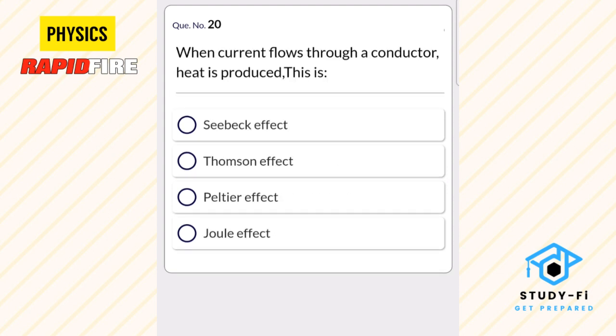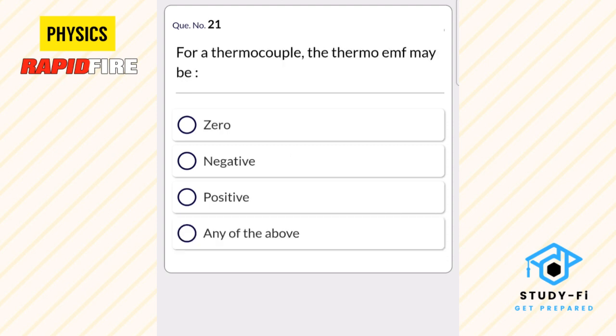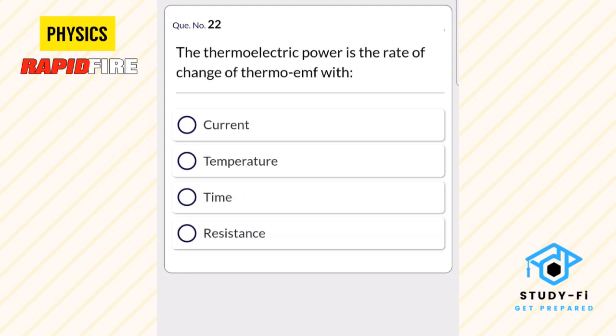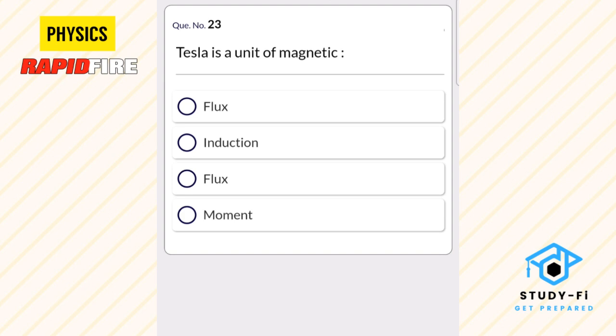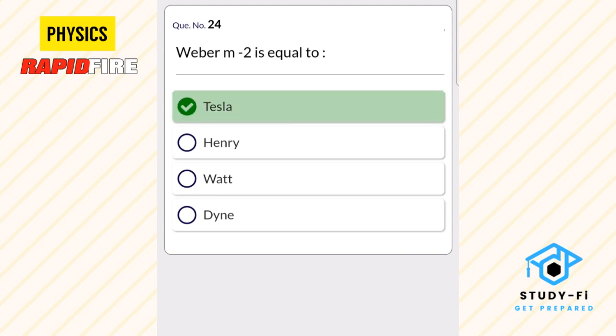When current flows through a conductor, heat is produced. This is Joule effect. For a thermocouple, the thermo EMF may be either 0 or negative or positive. Any of the above is the answer. The thermoelectric power is the rate of change of thermo EMF with temperature. Tesla is a unit of magnetic induction. Weber per meter square is equal to Tesla.